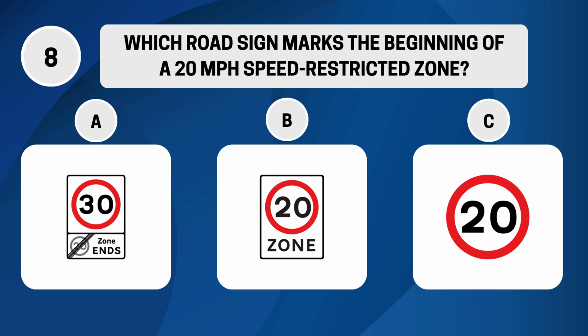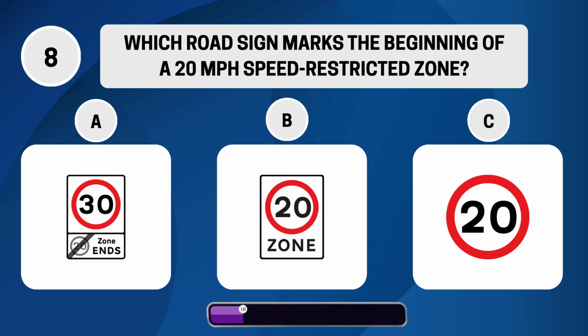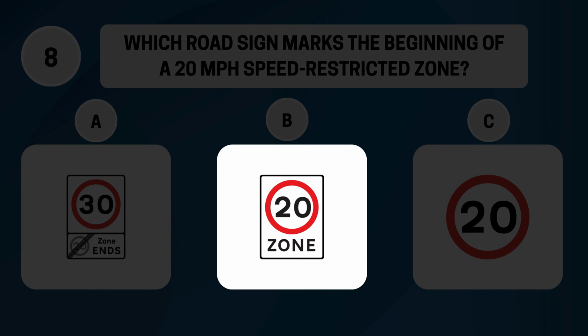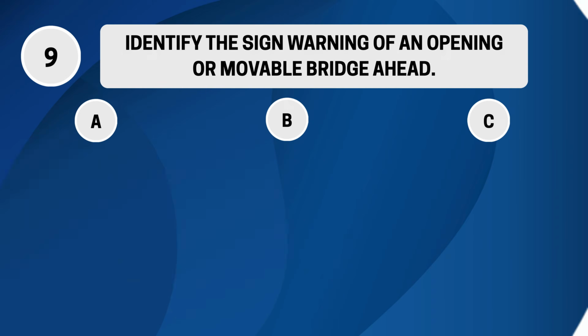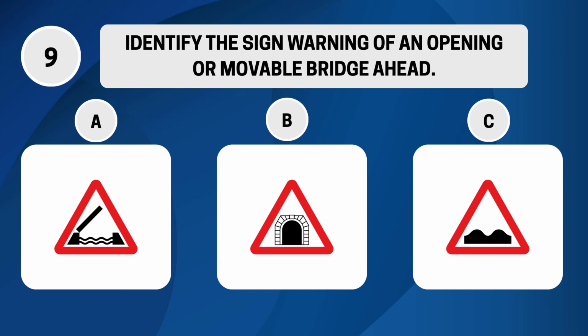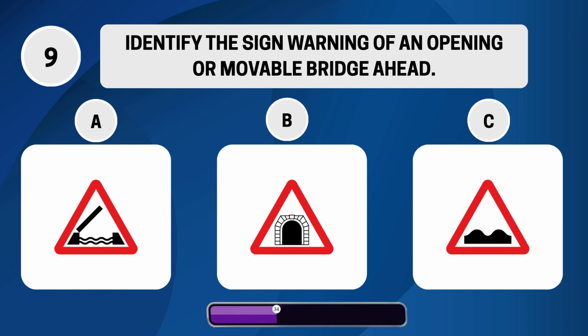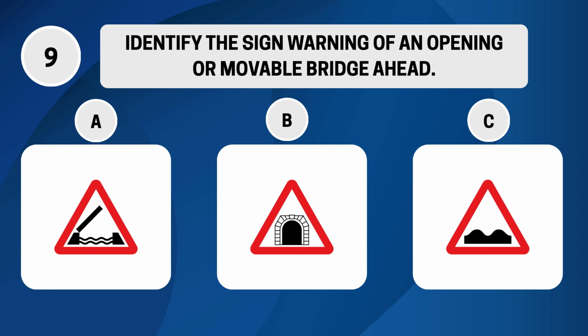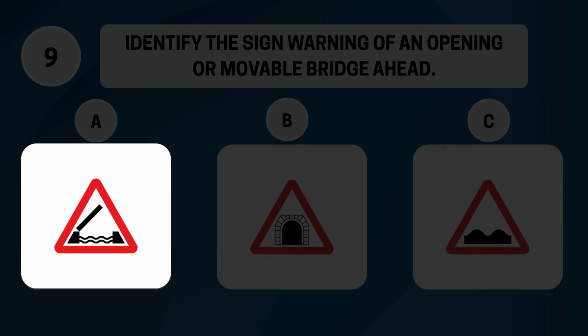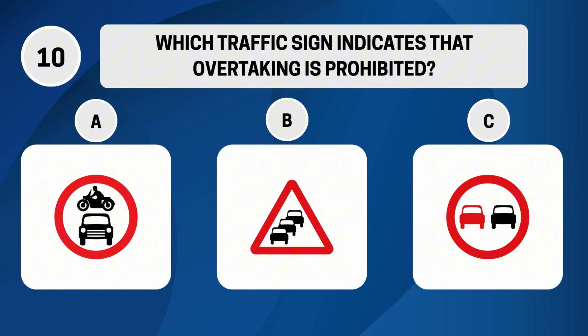Which road sign marks the beginning of a 20-mile-per-hour speed-restricted zone? Identify the sign warning of an opening or movable bridge ahead. Which traffic sign indicates that overtaking is prohibited?